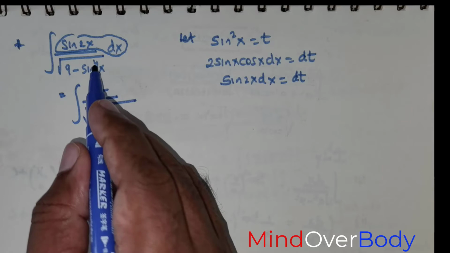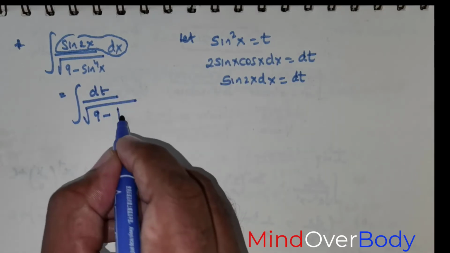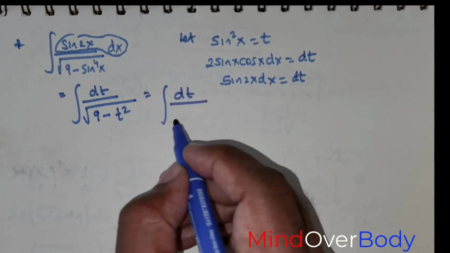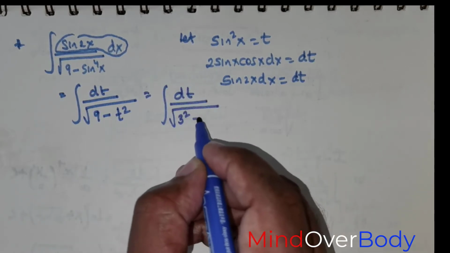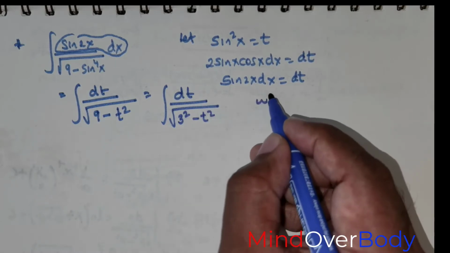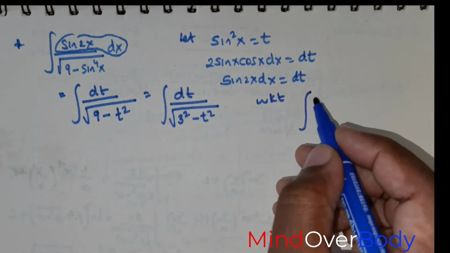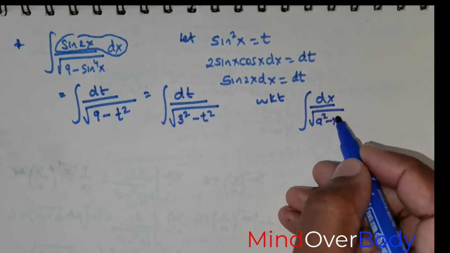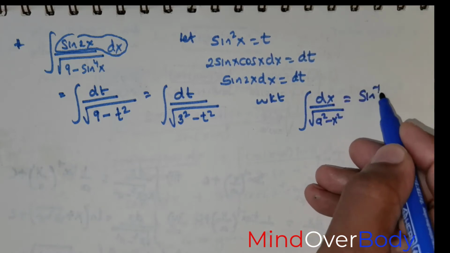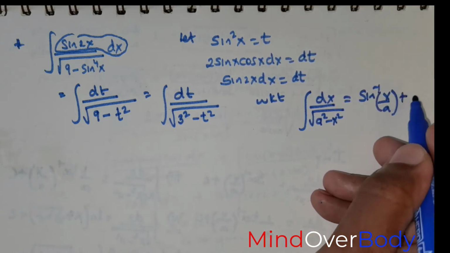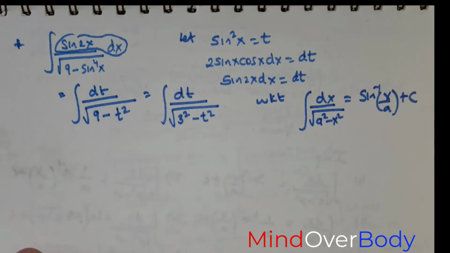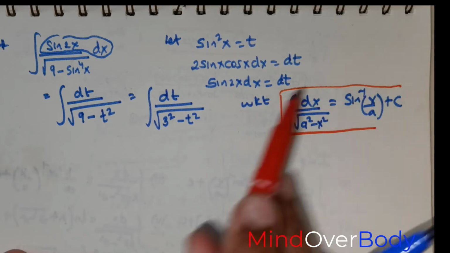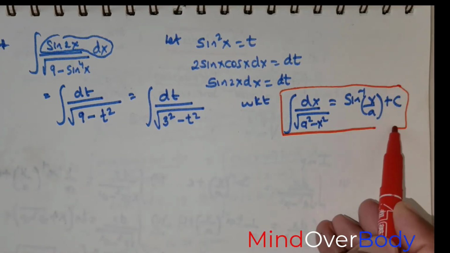Now sine raised to the power of 4x, but this is sine squared x, so this is going to be t squared. Now I can rewrite this as dt over square root of 3 squared negative t squared. Now we know our formula. What is that? Integral dx over root of a squared negative x squared is equal to sine inverse of x over a plus arbitrary constant c. So this is the formula that we have studied, and we have also achieved the proof of it.